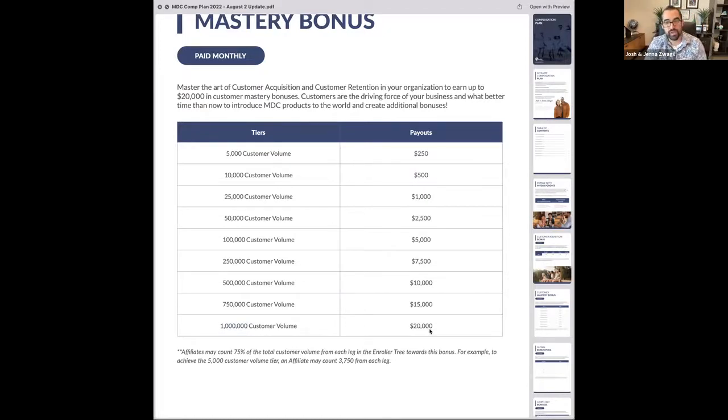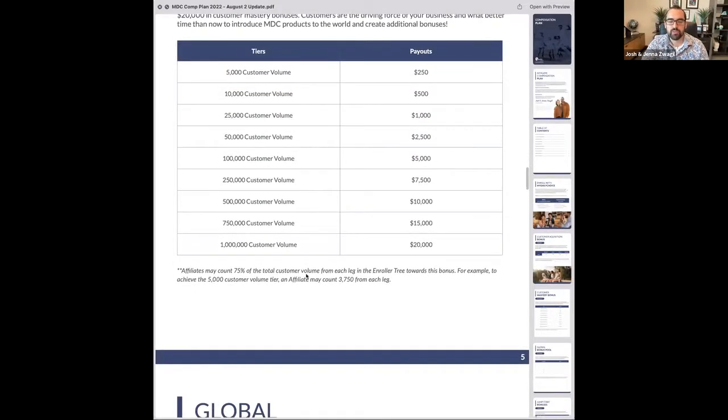And so this is a really aggressive payout. We're having monthly commissions this week. There's something like $85,000 to $90,000 being paid out in just this bonus to leaders that have driven a certain amount of customer volume in their group. And the only thing you need to look out for is you can count 75% of the volume from each of your legs in your unilevel.